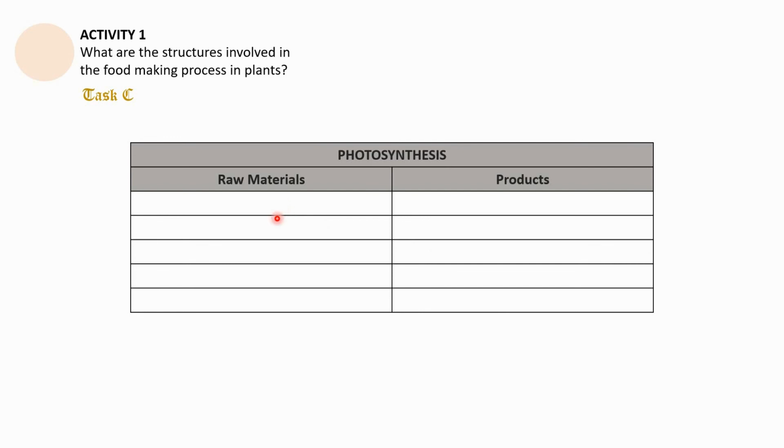Just because you have 1, 2, 3, 4, 5 rows or cells in here under raw materials, it doesn't mean you need to fill them up. I just gave you enough space to use. So take your time. If you need more time, just pause this video. If you have decided to continue, we can now check your work.